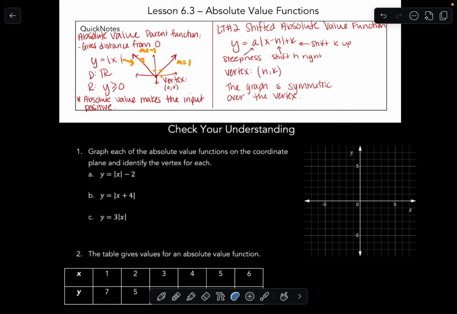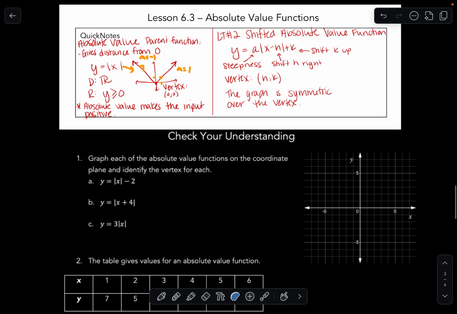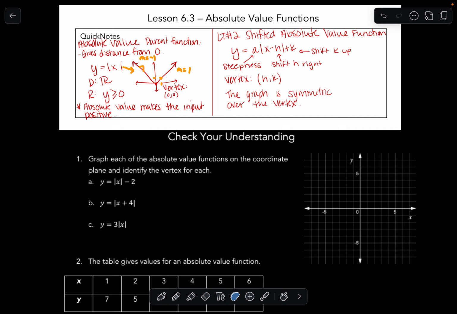All right, class, so this is Mr. Eggleston again, and this is the Check Your Understanding, the CYU, for lesson 6.3, absolute value functions. Basically, what we learned from our discussion is that absolute value graphs are V's. They look like these things right here.